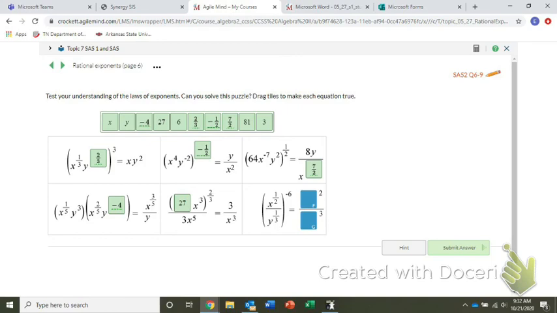Now, on the last one, what are you supposed to do for the negative rules when you have a negative exponent and it's a fraction? Flip back to page 182 and you do what to that x and that y? You flip it. So this would be y and this would be x.